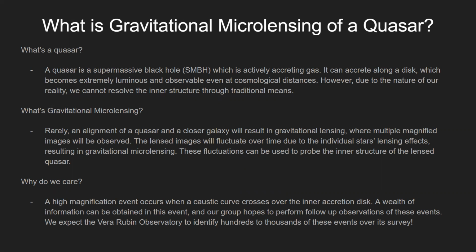A high magnification event occurs when a caustic curve crosses over the inner accretion disk. A wealth of information can be extracted from this event, and our group hopes to perform follow-up observations of such. We expect the Vera Rubin Observatory to identify hundreds to thousands of these events over its survey.